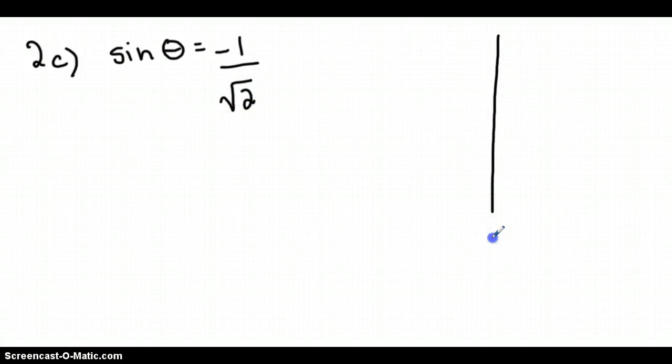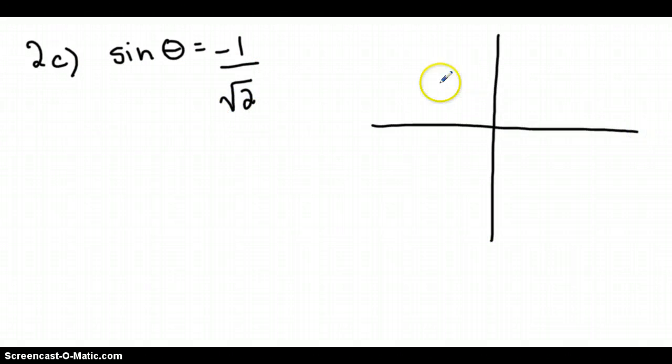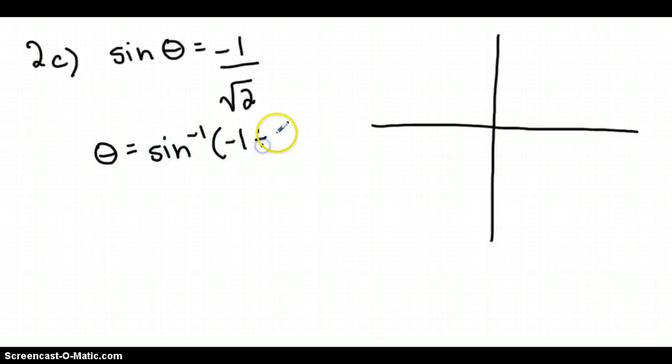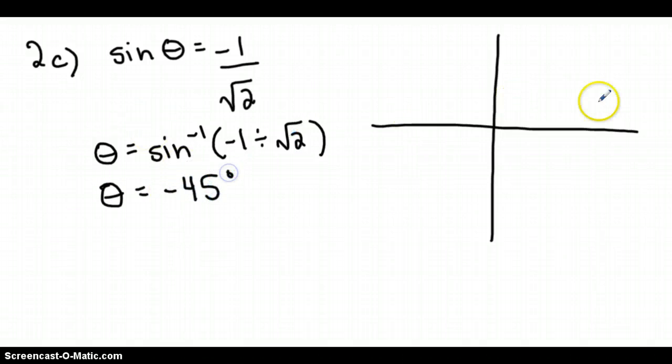So we're going to go ahead and draw that. Okay. So we're going to calculate what this angle is first. Angle theta equals sine inverse of negative 1 divided by square root of 2. When you evaluate this, you get an angle of negative 45 degrees. Now, in order to draw a negative angle, you start from the middle and you go not counterclockwise, but clockwise. So negative 45 degrees is found right over here.